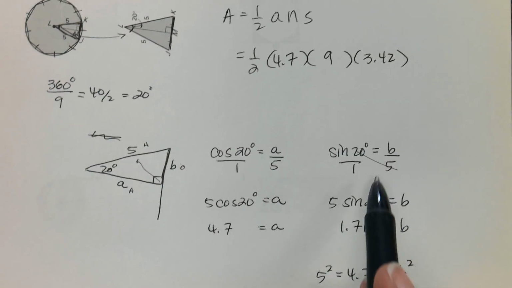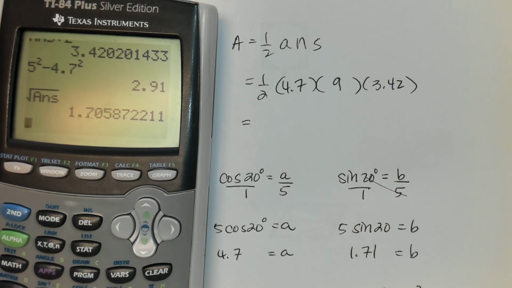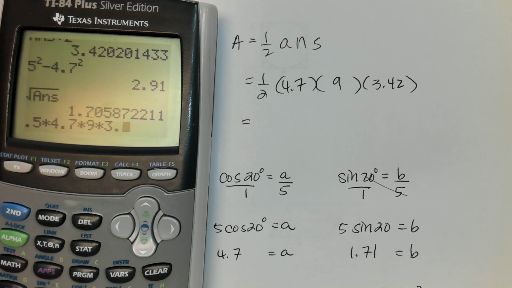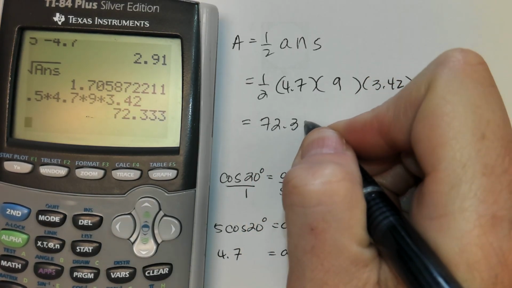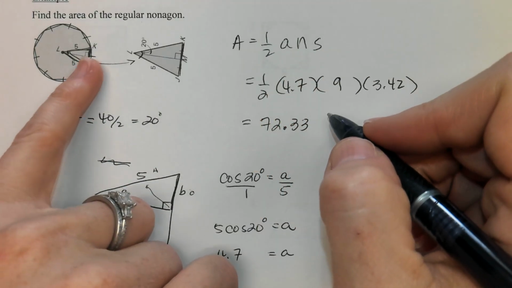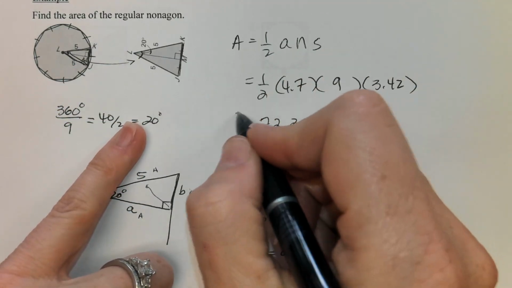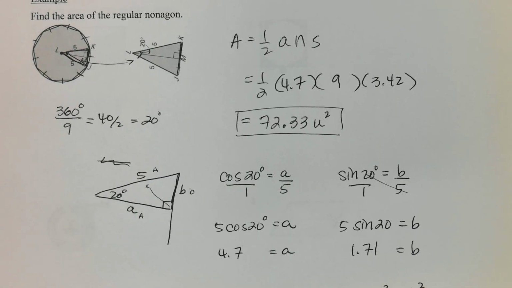So once we doubled that, the 3.4, I can plug it in. Now we're going to do all of that together. So 0.5 times the 4.7 times 9 times the 3.42 gives me about 72.33. And we didn't have any labels on here, so we're going to go with units squared. There you go. That's your last day of finding area of polygons. These are all going to have just one measure, and you're going to have to do some SOHCAHTOA in order to get there.